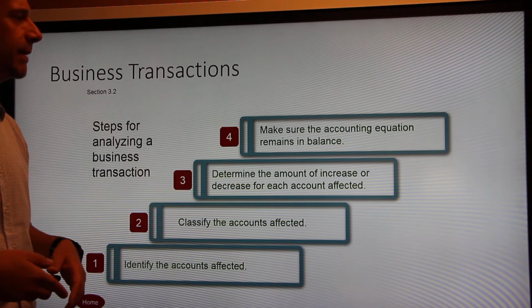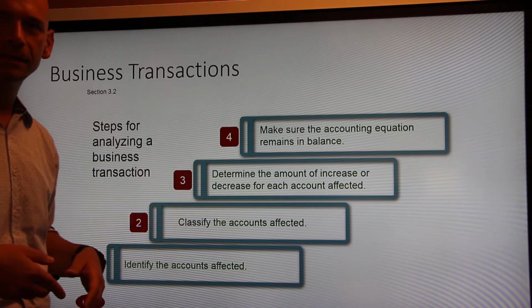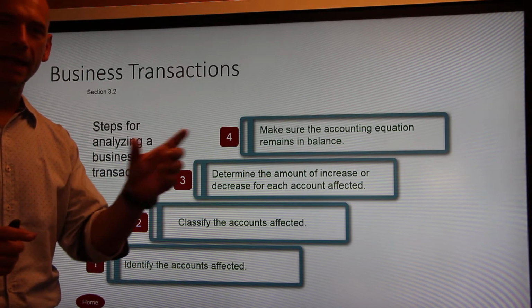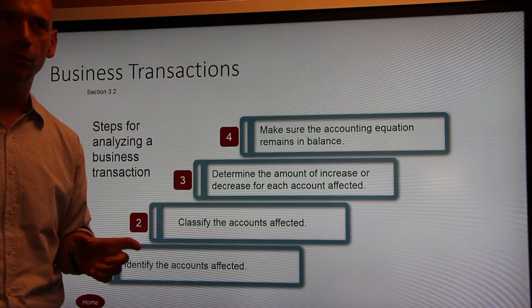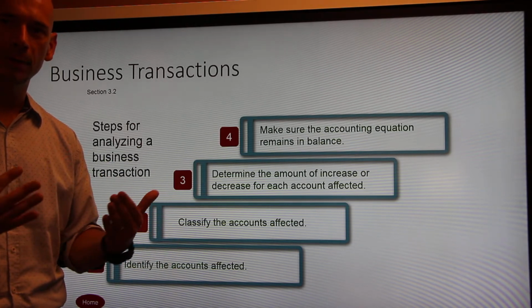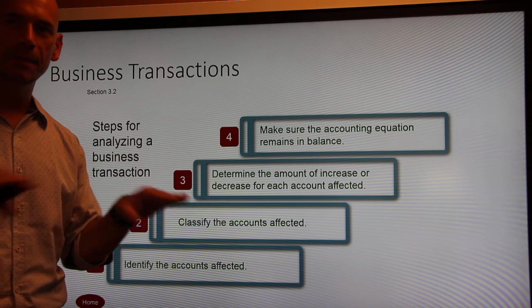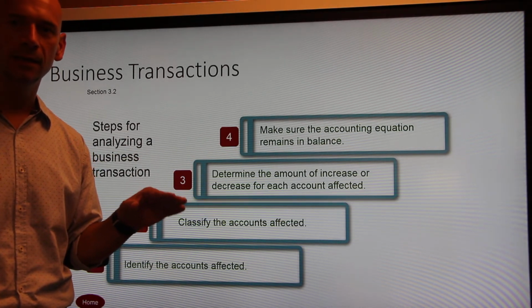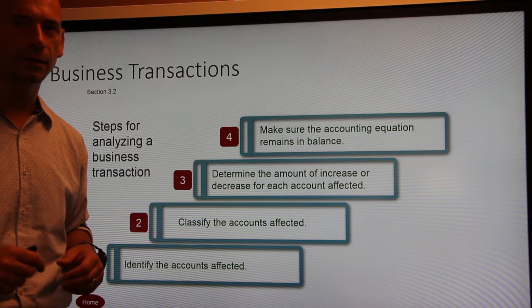And last is we have to make sure that the accounting equation remains in balance. Remember, every time one of these transactions takes place, our accounting equation, assets equals liabilities plus owner's equity, must stay in balance. So after every transaction, we have to go back, update the balances, and make sure that they're even. If something is not in balance, we have to stop, reanalyze, and figure out what the correct accounts are that need to be affected.